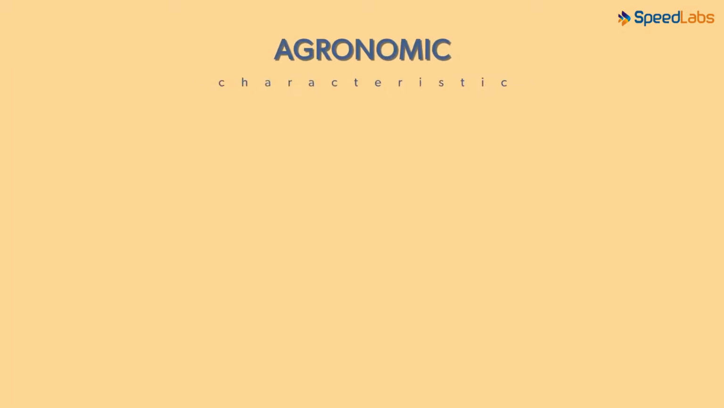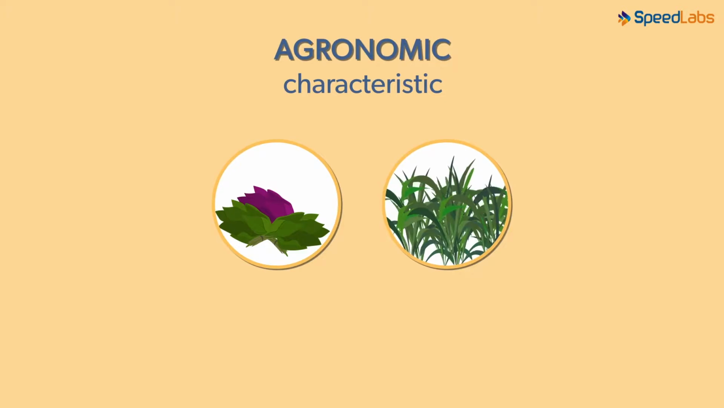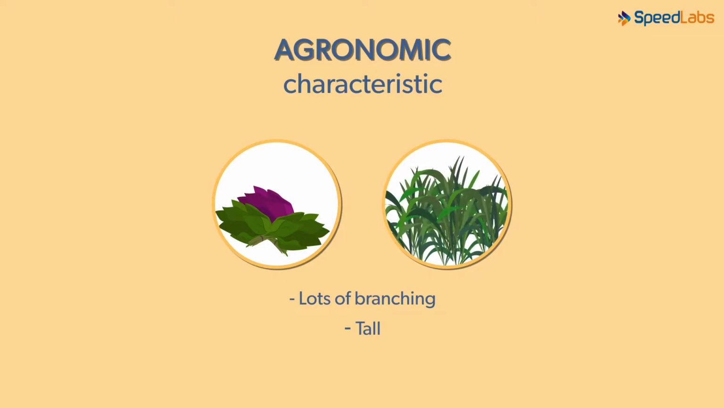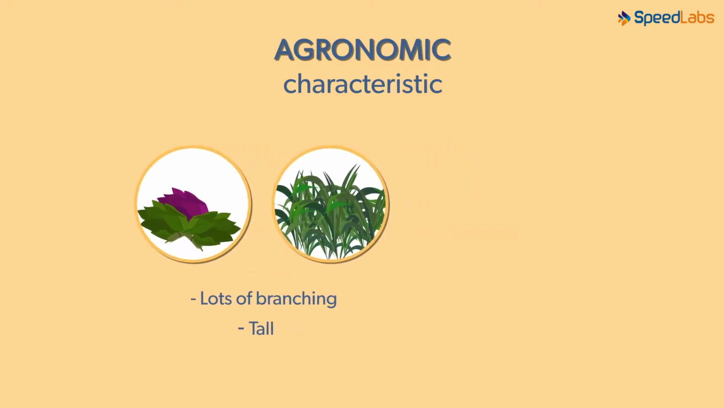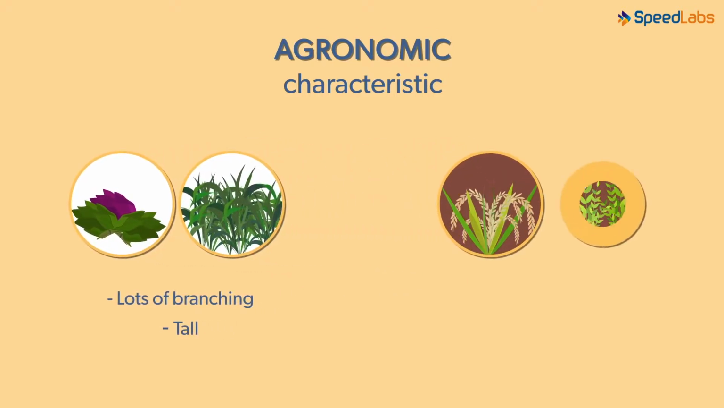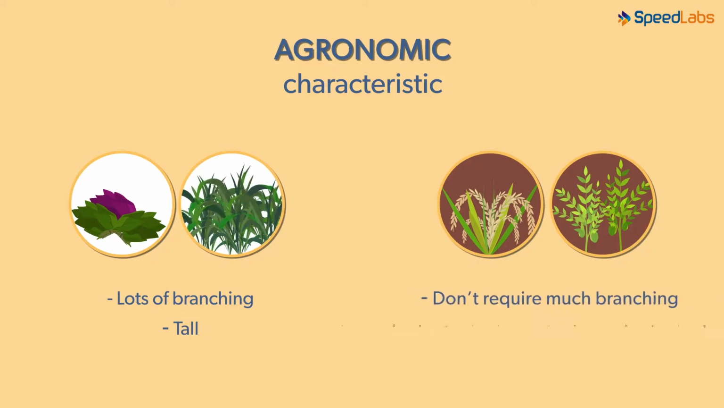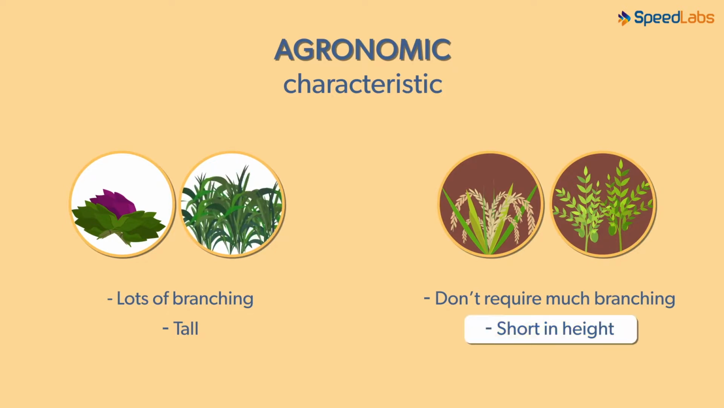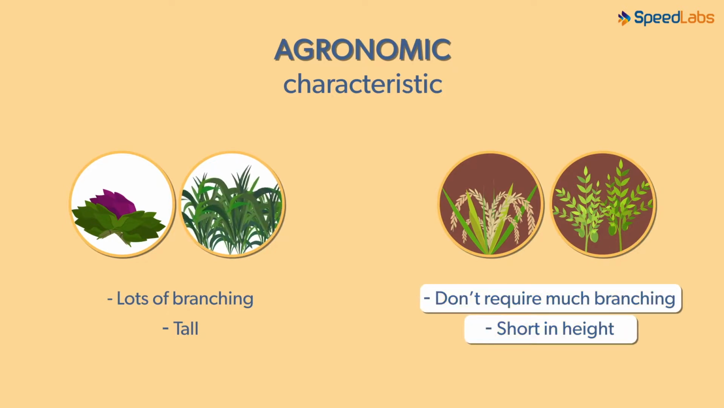And the last and the most important would be the agronomic characteristics in crops. Crops like leafy vegetables or fodder crops need to have a lot of branching and should be tall. This fullness gives us quantity and volume, which are desirable characteristics of fodder crops or leafy vegetables. On the other hand, cereals or some pulses do not require much height or branching. Those parts are just accessories and will be eventually discarded. Such plants should be short in height and less wholesome in leaves.